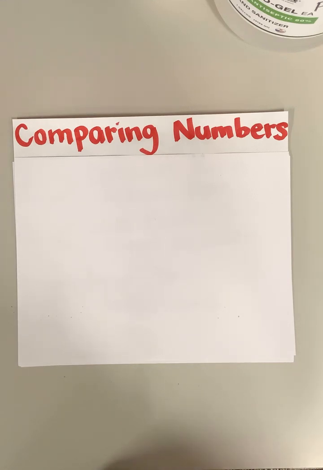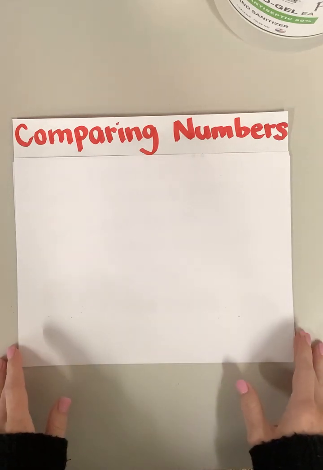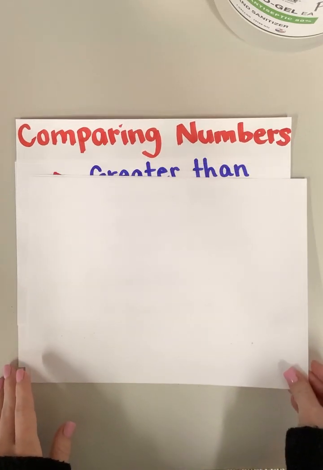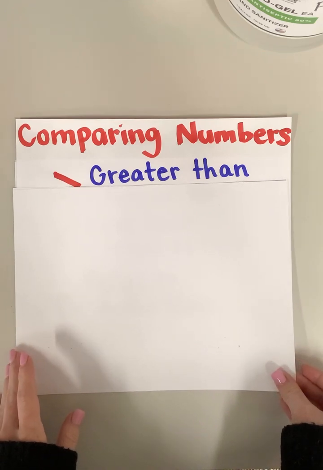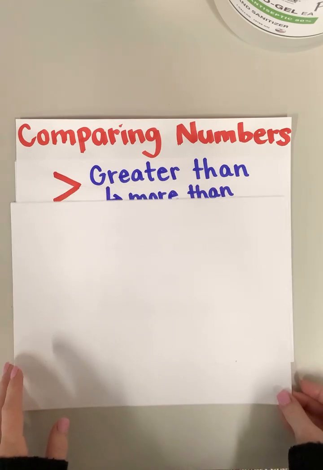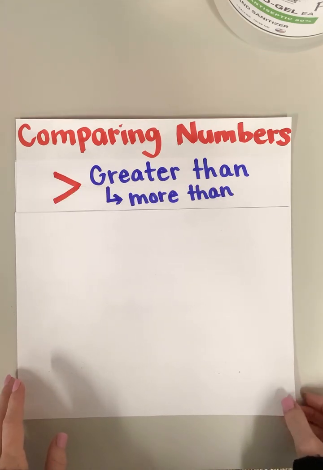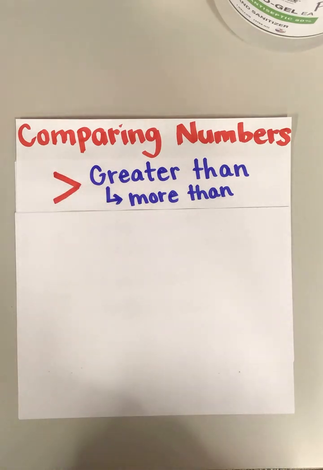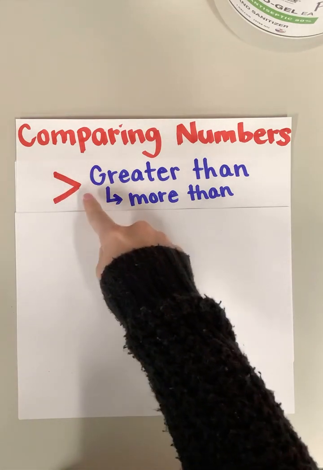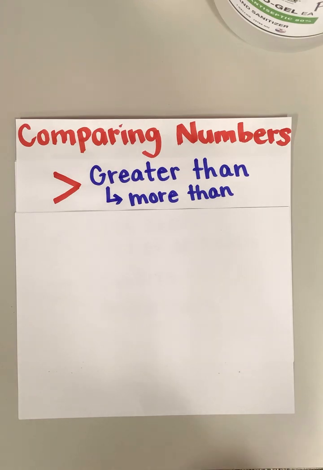But first, let's review our comparing numbers signs that we use. Our first sign that we use to compare numbers is greater than. Greater than means more than, and it looks like this. Can you trace the greater than sign with your finger? Or maybe just make the sign with your arms, like we did in Unit 1.